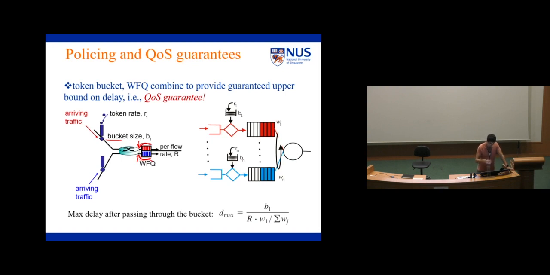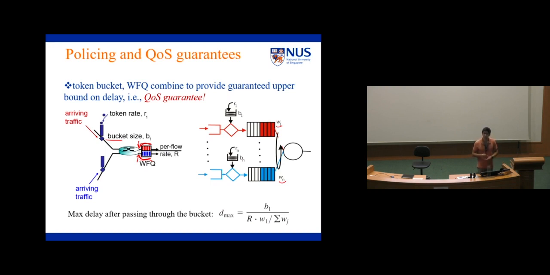So this is how it works. Again, let's say I have two classes of traffic, or let's say I have n classes of traffic. I'm assigning them each W1, W2 to Wn weights in the weighted fair queues. And they might have different leaky buckets with different bucket sizes, B1 to Bn, and each bucket might have different arrival rates, R1 to Rn. So now let's find out the maximum delay a packet will experience while in the queue.